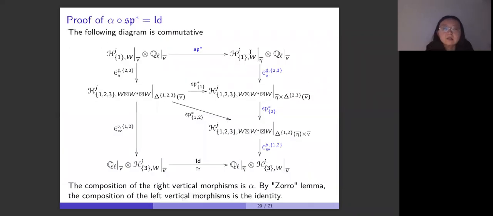So now we prove the map we constructed is the inverse of the specialization map. So here is the specialization map for shtukas with one leg from V bar to eta bar. And here vertically is the map that we constructed.